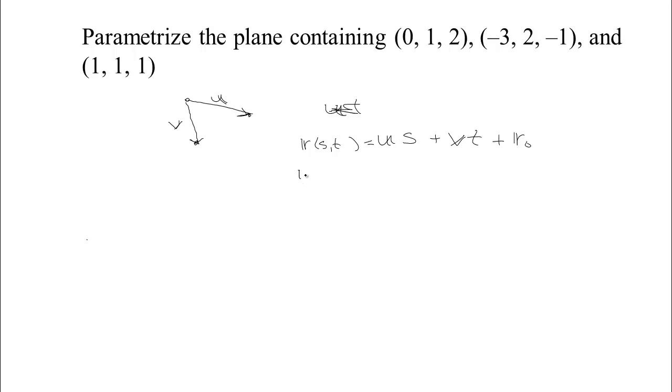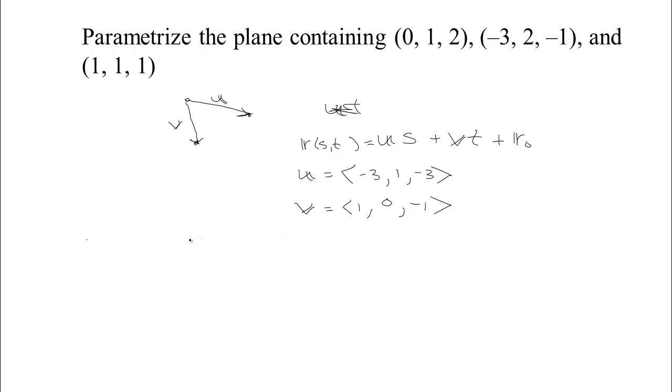So I'm going to find 2 vectors in the plane by subtracting points. The vector from 0, 1, 2 to -3, 2, -1 would have to lie in the plane. -3 minus 0 is -3. 2 minus 1 is 1. -1 minus 2 is -3. So there's one vector that lies in the plane. And for another vector, I could go from 0, 1, 2 to 1, 1, 1. 1 minus 0 is 1, and 1 minus 1 is 0, and 1 minus 2 is -1. So there's another vector that lies parallel to the plane.